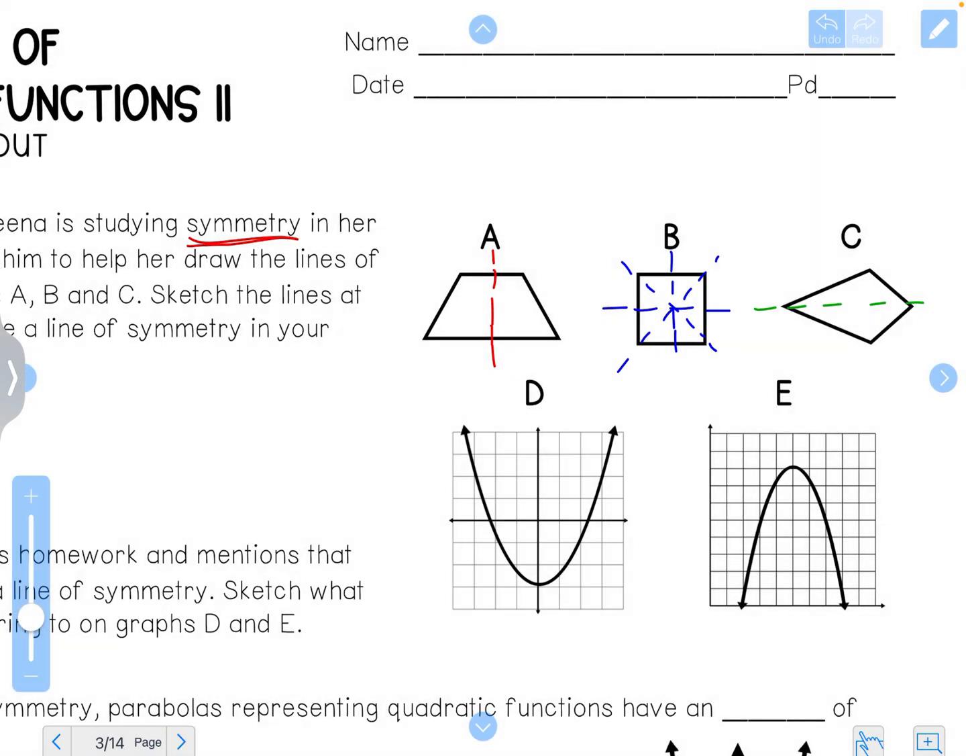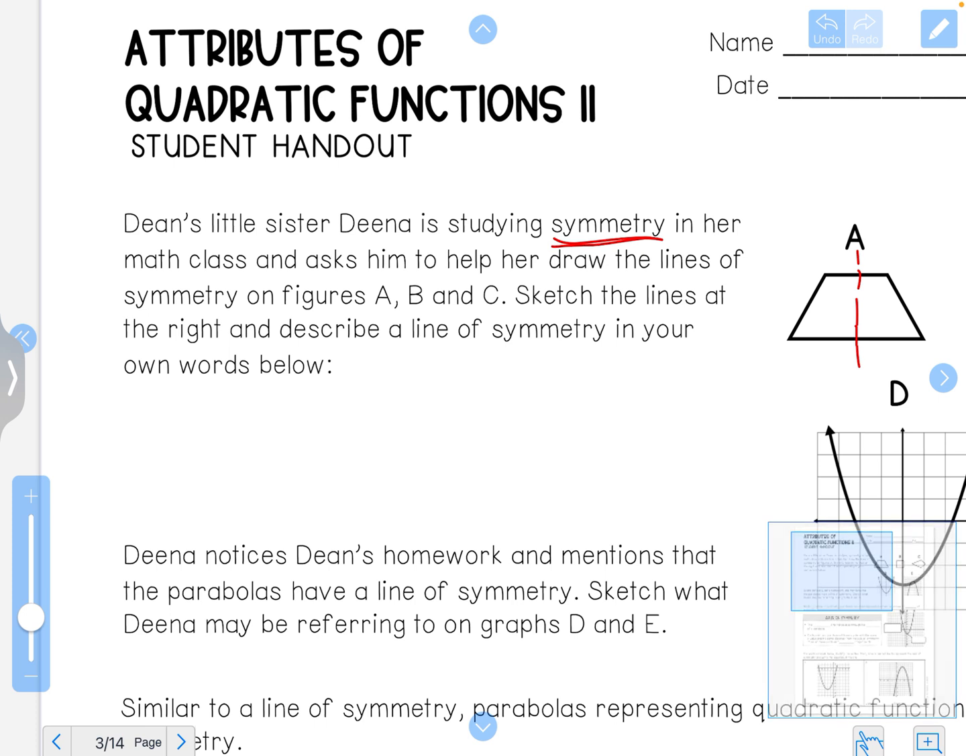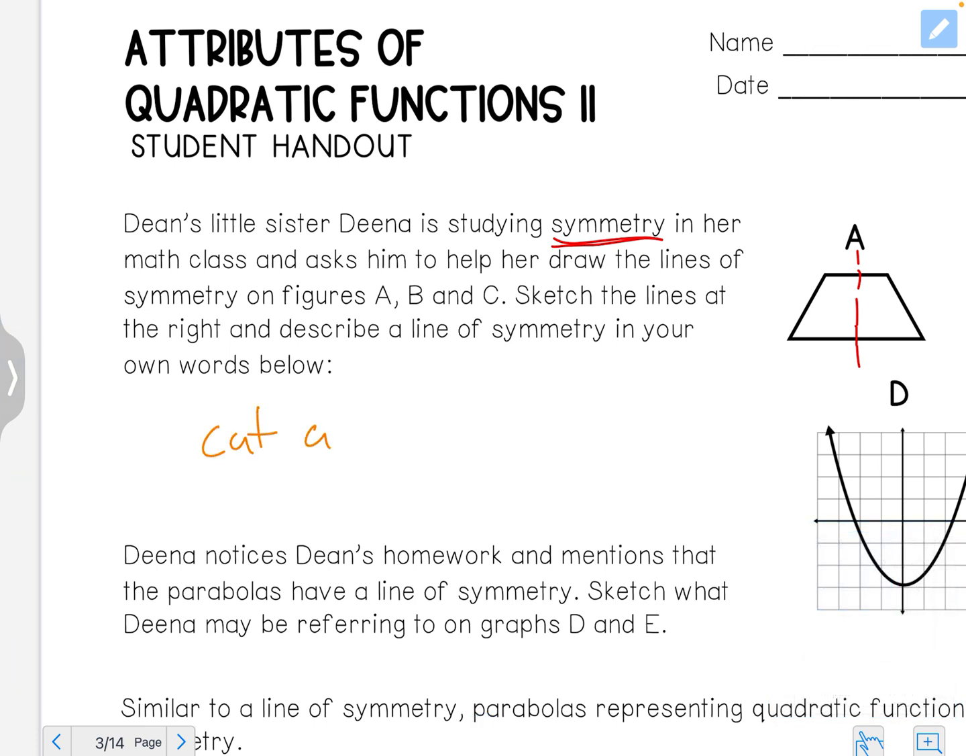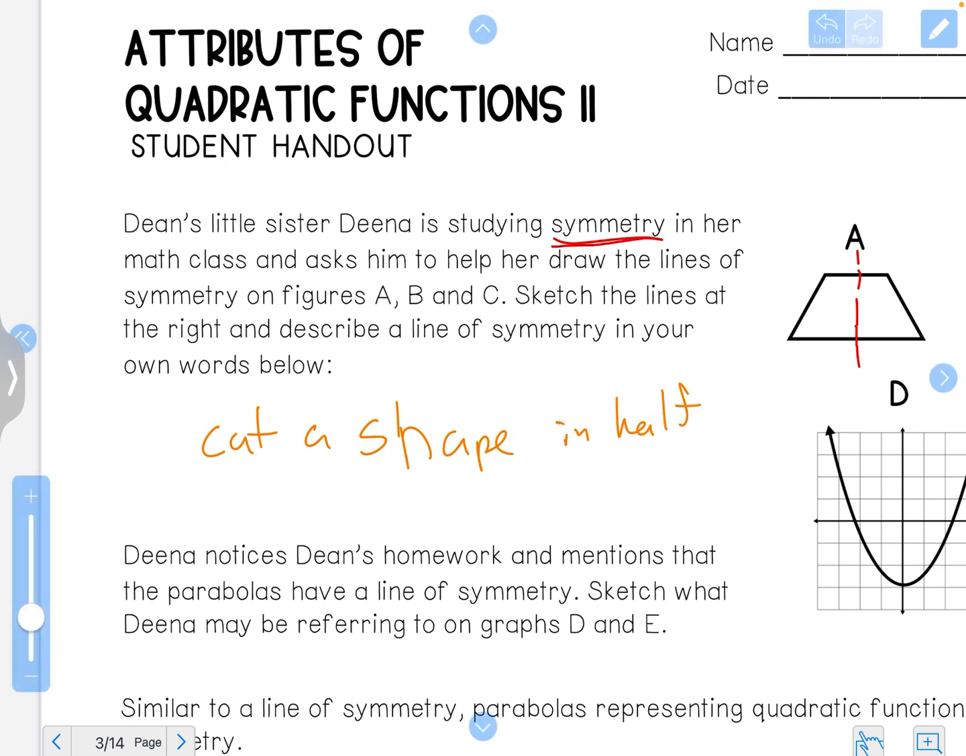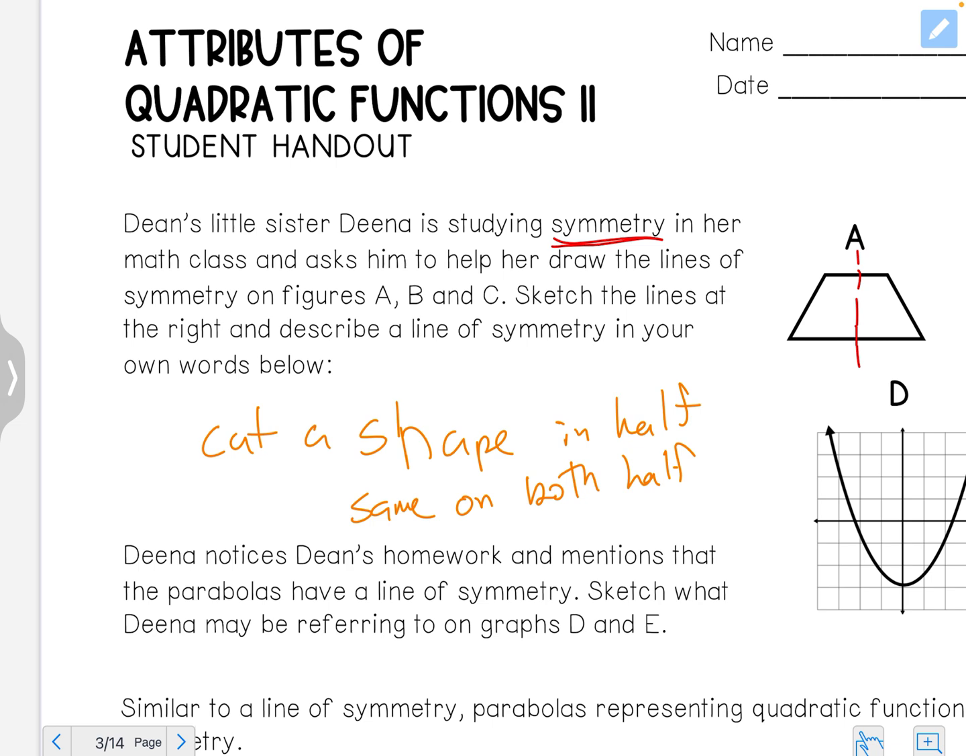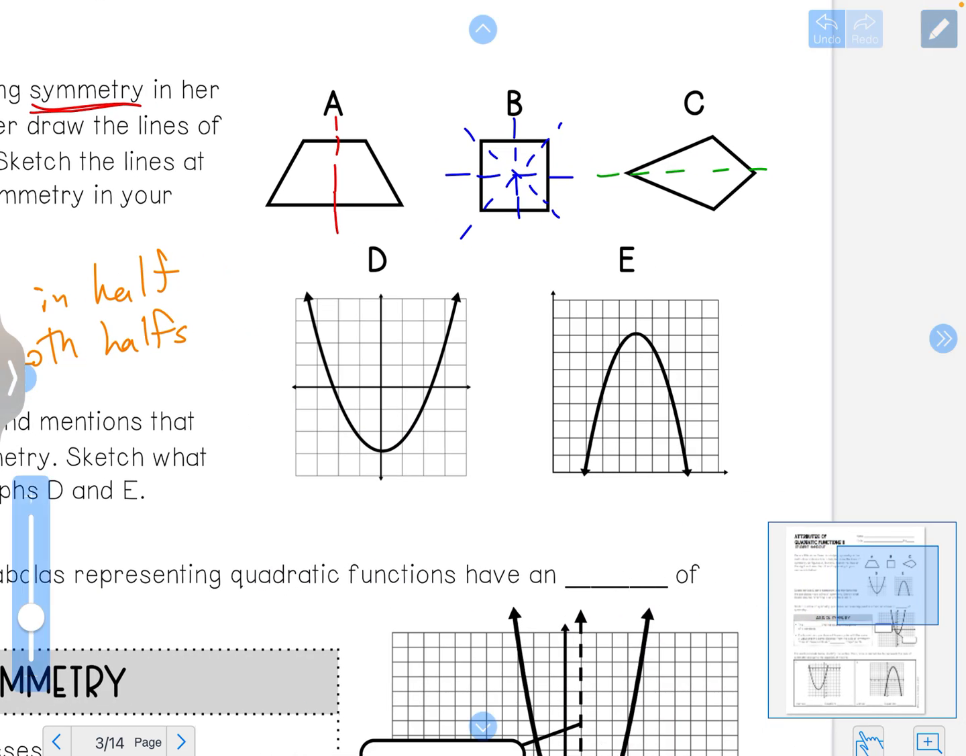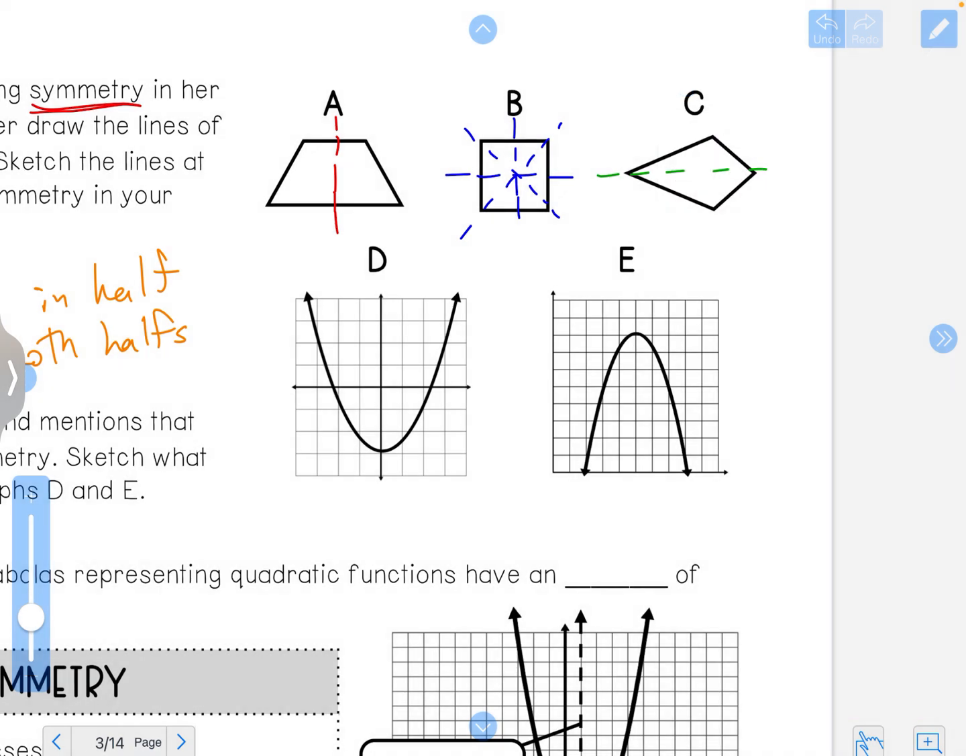So our line of symmetry allows us to cut a shape in half and have it be the same on both halves. Parabolas also have lines of symmetry, and those lines of symmetry are going to go through the vertex. So we're always going to be able to cut a parabola in half at the vertex.